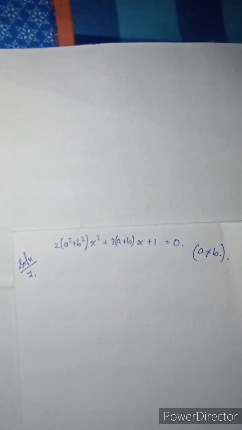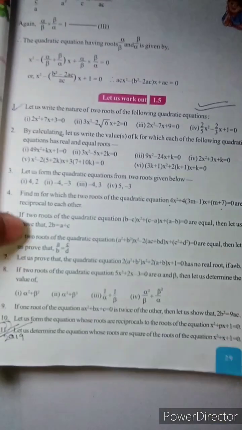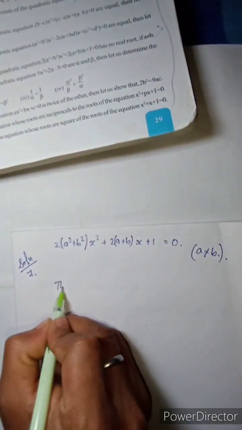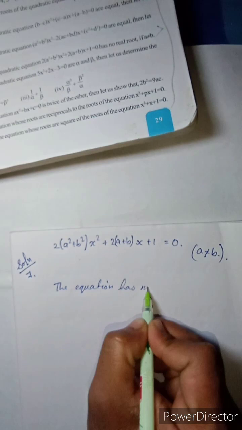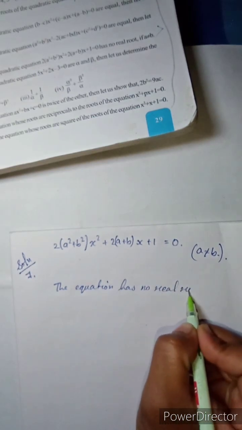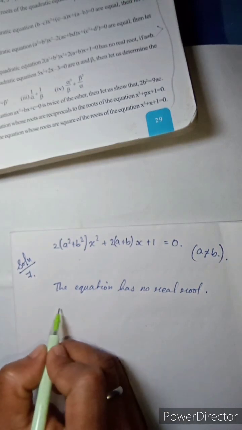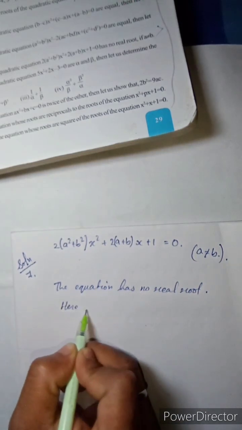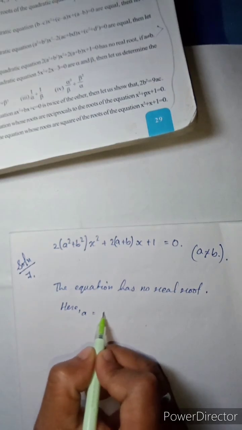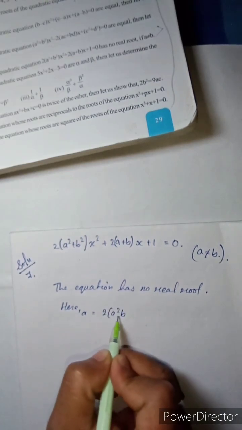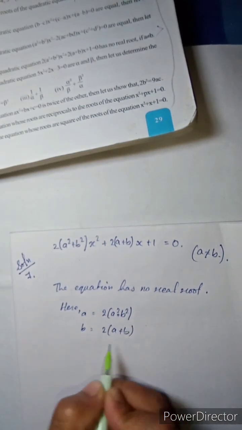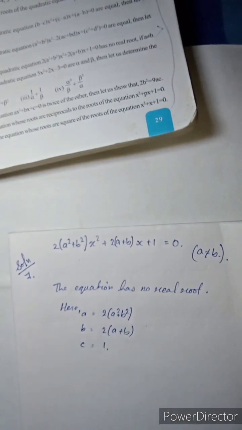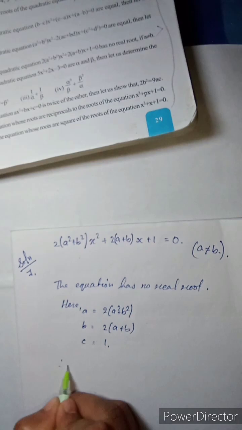As the question said, it has no real root, so we can write here the equation has no real root. Now we have to follow the discriminant here. a is equal to 2a squared plus b squared, b is equal to 2(a plus b), and c is equal to 1. It is given to us.